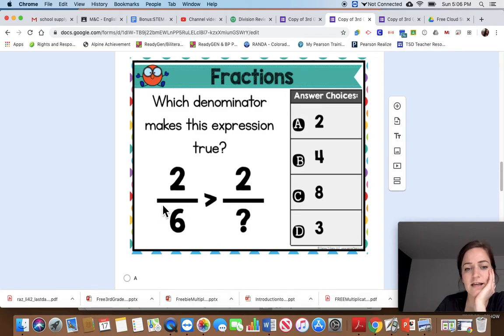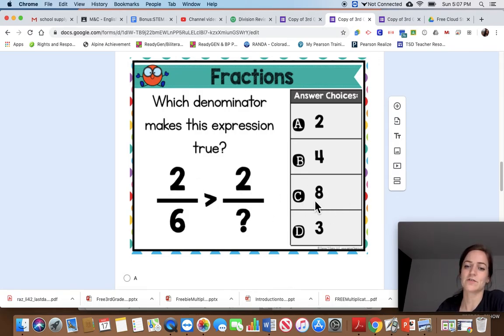Okay, so let's say Esme has a pizza and she cuts it into 6 slices, and Josue has a pizza and he cuts it into 4 slices. Esme gets 2, Josue gets 2, but whose slices are bigger? Josue's, right? 2/4. He only has to share with 4 people, so his pizzas are bigger. So nope, we know it can't be that one.